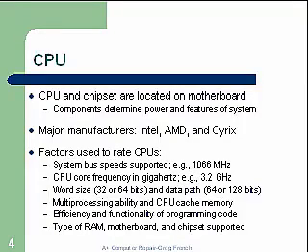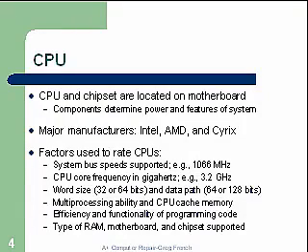Factors used to rate CPUs. System bus speeds are very important. An example would be 1066 megahertz, which would be a fairly fast bus speed. CPU core frequency is normally in the gigahertz. So our bus speeds are generally in the megahertz, but our CPUs are up in the gigahertz. 3.2 gigahertz for a CPU.